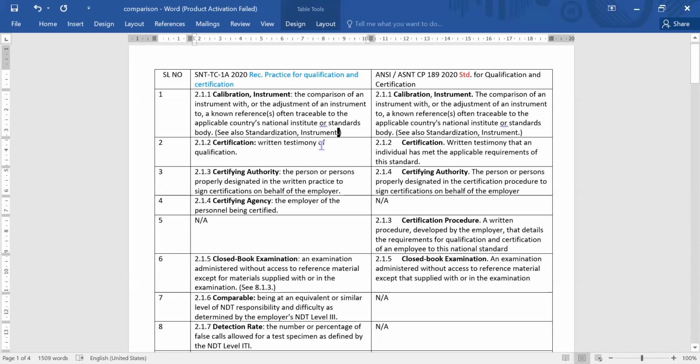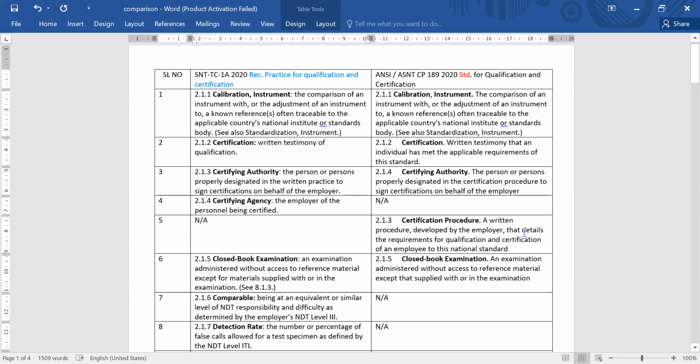Certification: written testimony of qualification, but in CP, written testimony that an individual has met the applicable requirements of the standard. Certifying authority: the person or persons properly designated in the written practice to sign certification on behalf of the employer. Same for both. Certifying agency: the employer of the personnel being certified. It is not available for this CP.